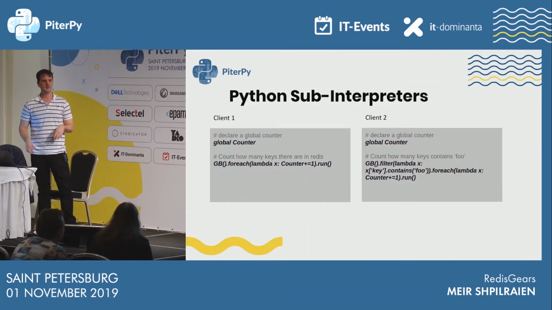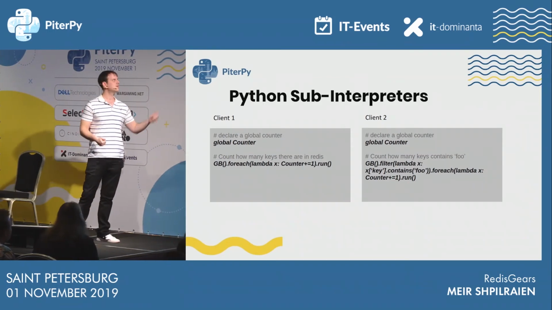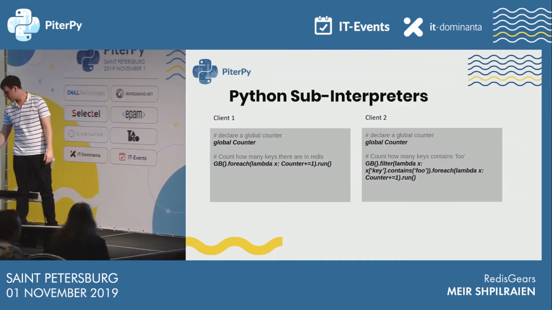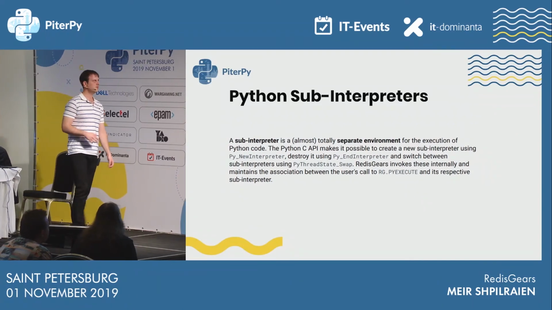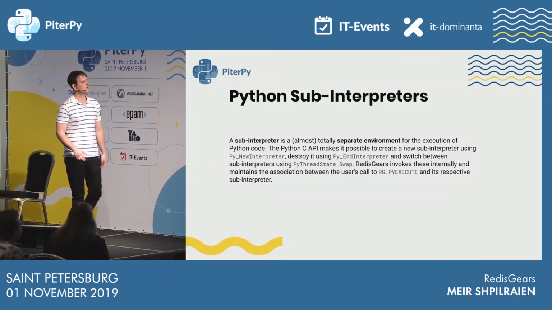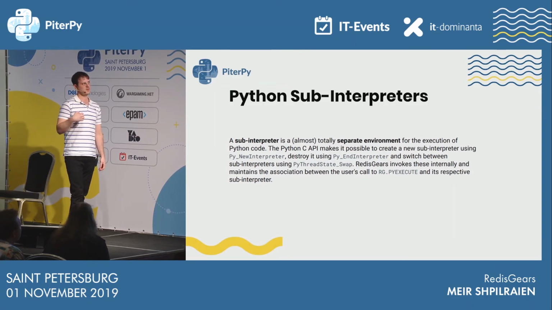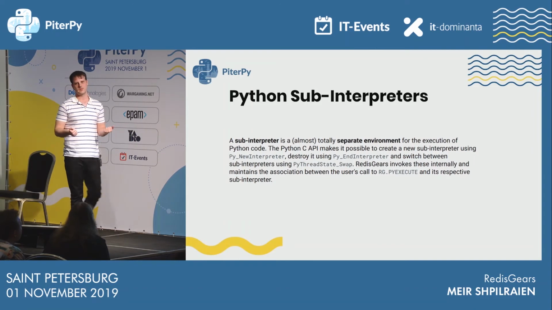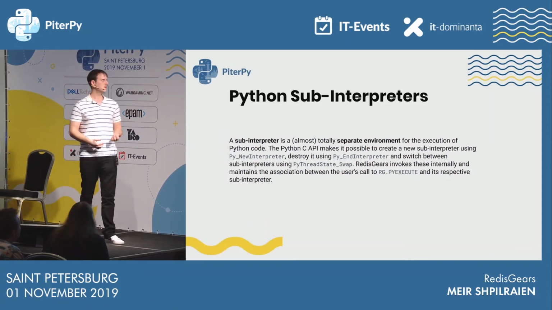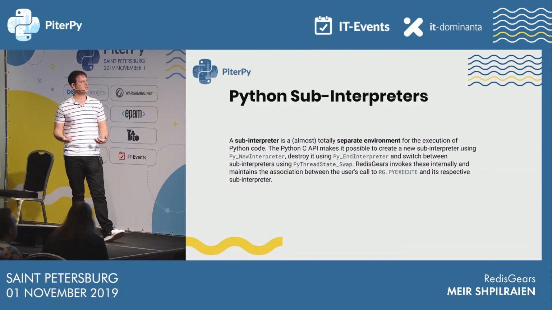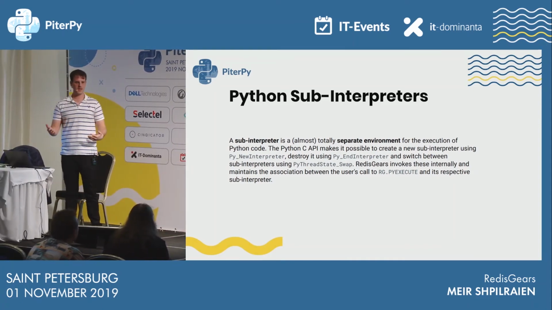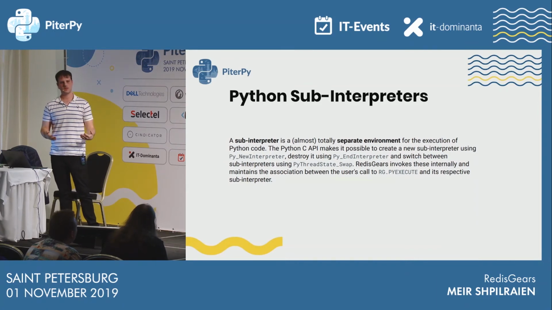I said that the first problem is with the global counter. Two clients use the same global counter, for example. So Python comes with an ability to use sub-interpreters. A sub-interpreter is an almost totally isolated environment for your Python code to run. It's almost isolated because it's still the same process. So if you list all the file descriptors of the process, you will still see the same file descriptors. But I believe that to run Python logic, it's probably good enough. And RedisGears makes use of sub-interpreters to isolate clients and let you run in an isolated environment.